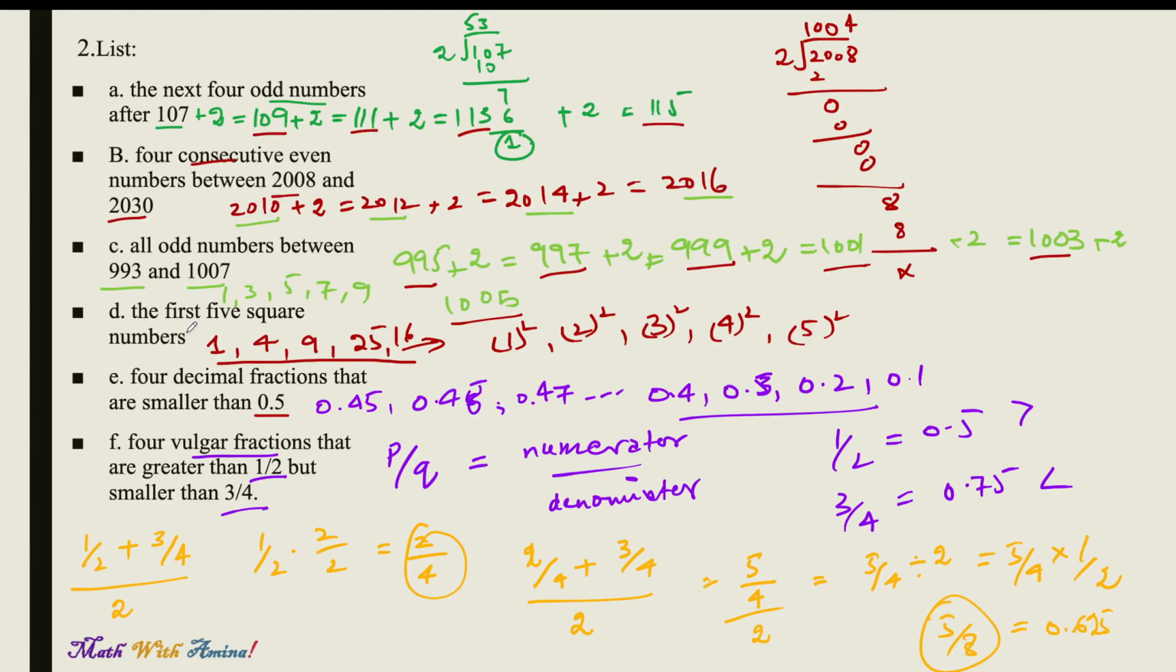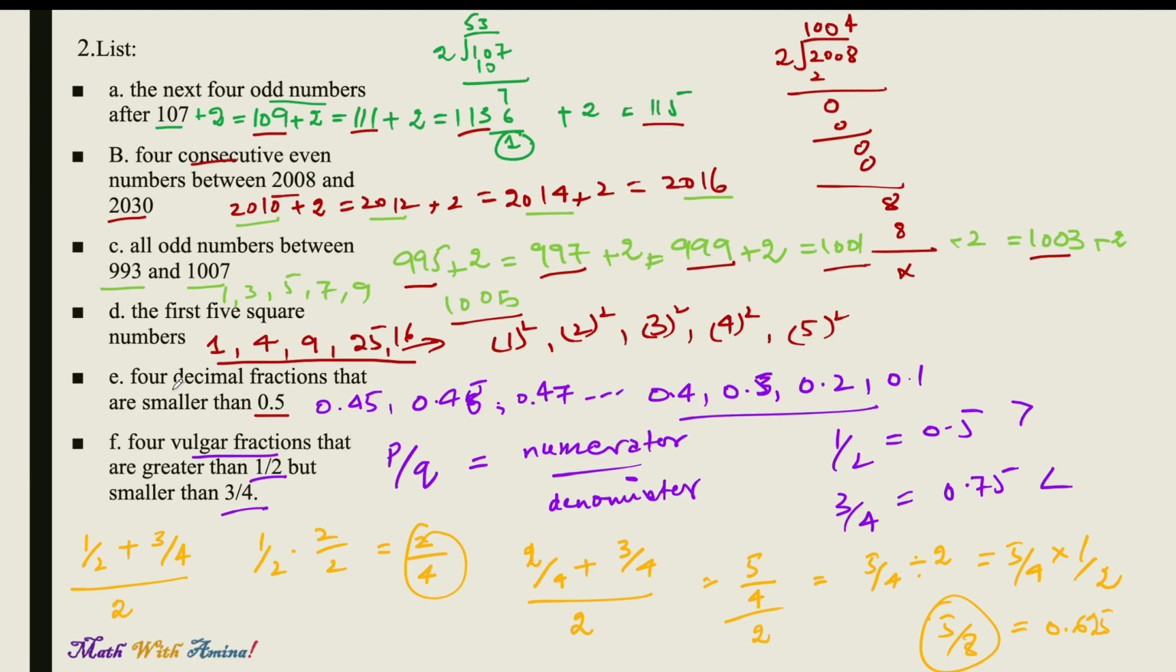The fourth part asks for the first 5 square numbers, the numbers that are the result of the square. So it is 1, 4, 9, 16 and 25. These are the square numbers because we have received them after squaring the first 5 numbers. Squaring 1, we get 1. Squaring 2, we get 4. Squaring 3, we get 9. Squaring 4, we get 16. And squaring 5, we get 25. So these are the square numbers.